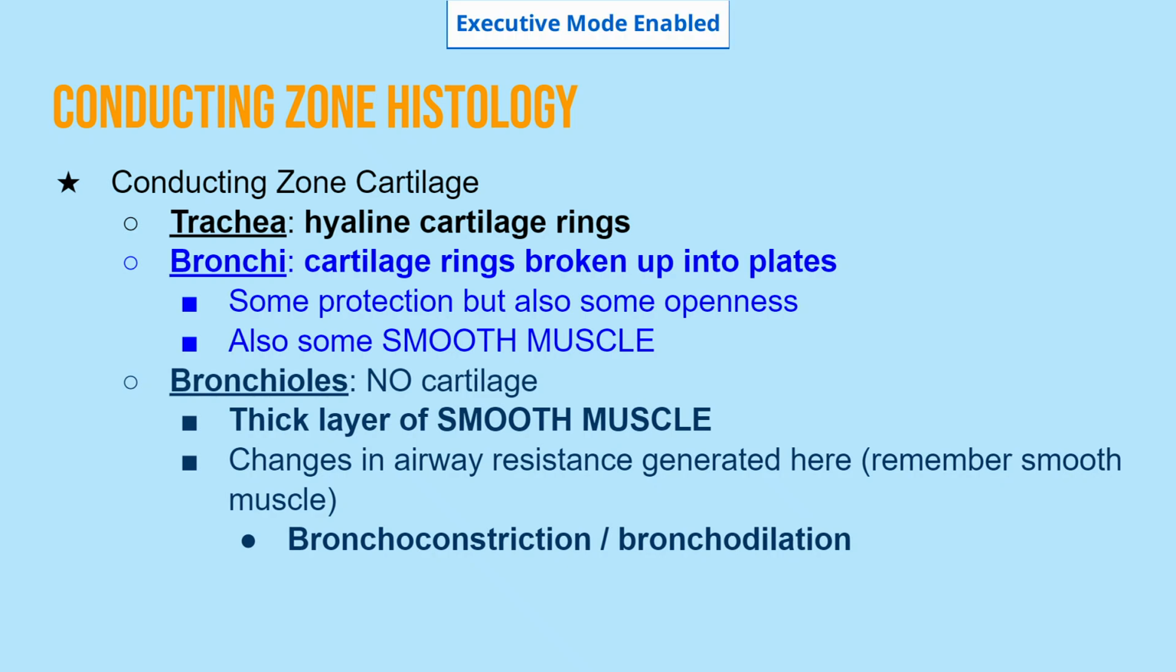If you remember from one of the units before, the arteries had a lot of smooth muscle, which allowed us to either constrict or dilate. It's the same situation here. In the bronchioles, there's a thick layer of smooth muscle, which allows us to either bronchoconstrict or bronchodilate based off of the amount of air that we need. So to allow that bronchoconstriction and bronchodilation, there's no cartilage and instead a thick layer of smooth muscle.